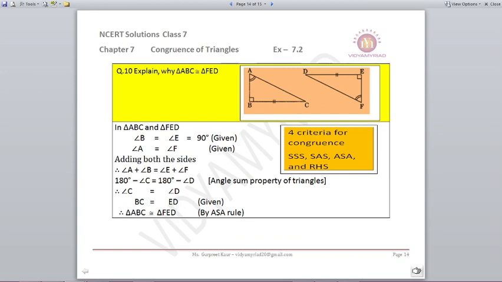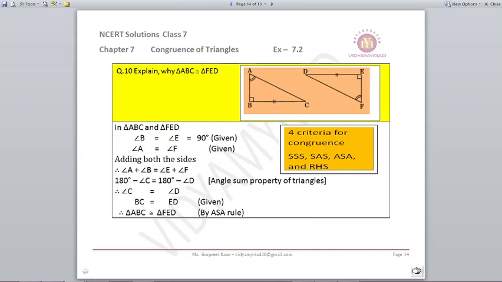Next question. Explain why triangle ABC is congruent to triangle FED. If you look at the figure, you have two angles and a side, which means if you find out the criteria, it is becoming AAS. But we have not studied AAS so far. So we need to find out which is the other criteria from the learned 4 criteria to make the two triangles congruent.